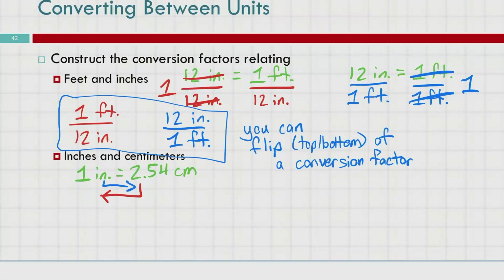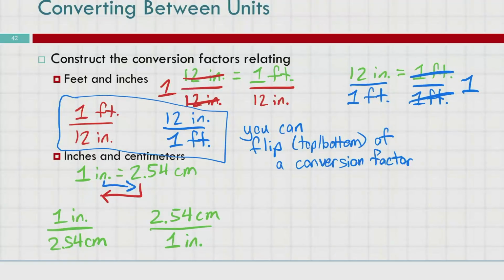So one of our conversion factors would be 1 inch over 2.54 centimeters. The other conversion factor is going to be the inverse, or flip the top and the bottom of that: 2.54 centimeters over 1 inch. If you're comfortable doing that algebra in your head, and you know that you're not going to screw it up without dividing or multiplying both sides, you're welcome to just do it.